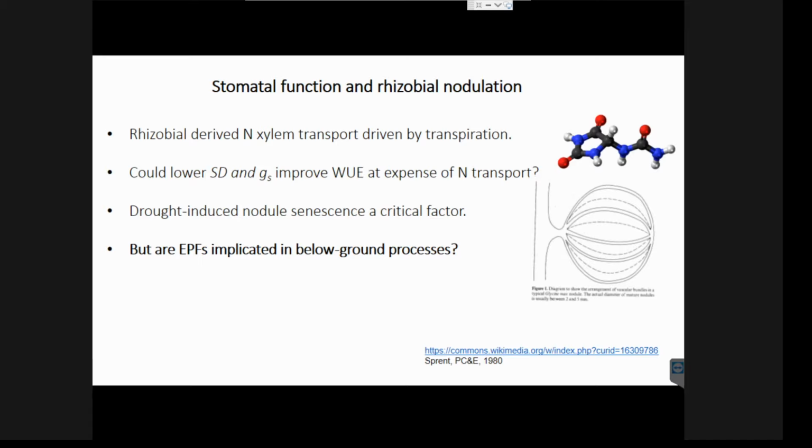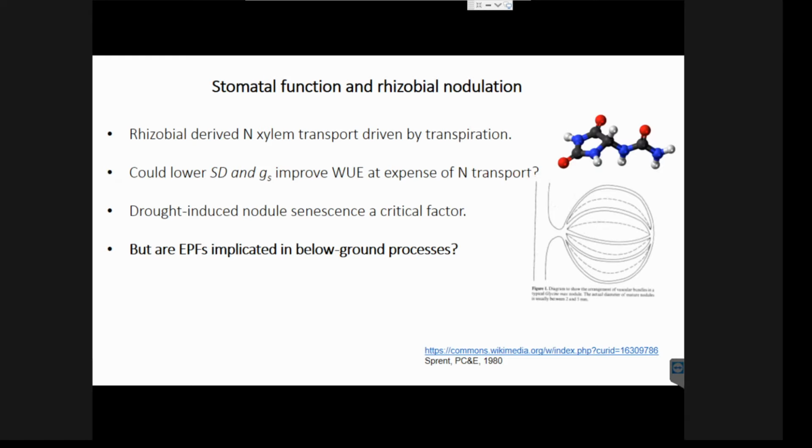And drought-induced nodule senescence is a big thing. When you have drought, the legume gets rid of those rhizobia really quickly, and the nodules just senesce. So again, what will happen if we improve drought responses or improve water use responses to that mechanism? There are lots of things to consider. But EPFs, are they implicated directly in below ground processes?